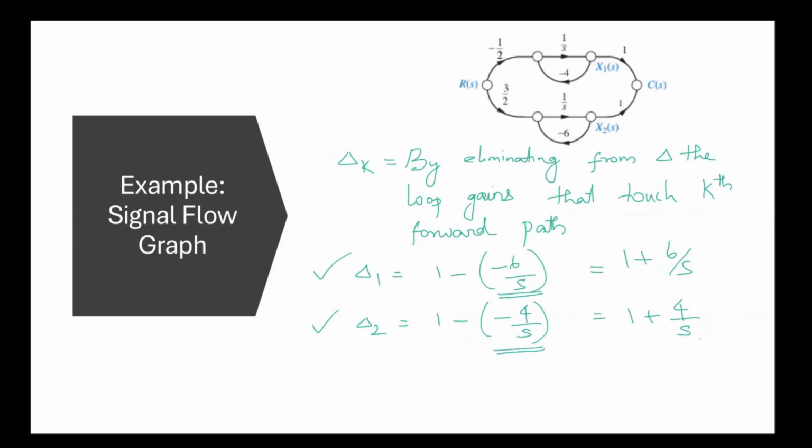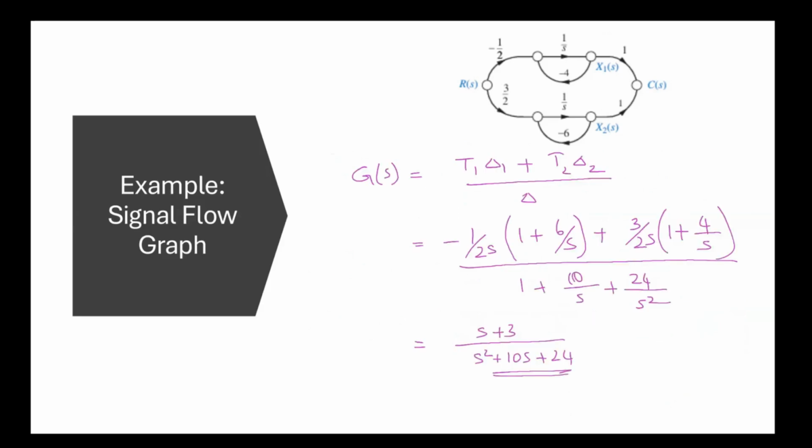So we will substitute that formula and we'll get delta 1 as 1 + 6/s and delta 2 as 1 + 4/s. Now we are ready to calculate the transfer function using Mason's gain formula. By the formula we get (T1 delta 1 plus T2 delta 2, since we have two forward paths) divided by delta. After substituting the values which we have just found, and after simplification, we will get the transfer function as (s + 3) divided by (s² + 10s + 24).